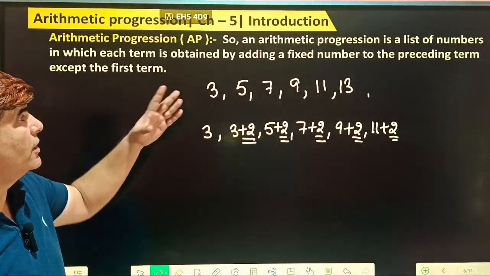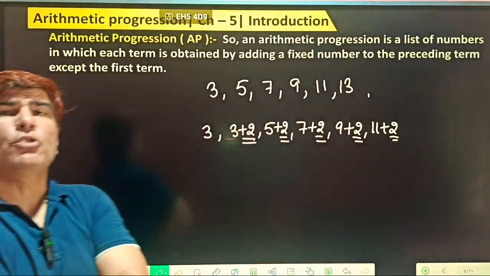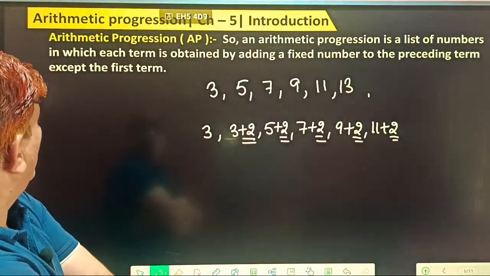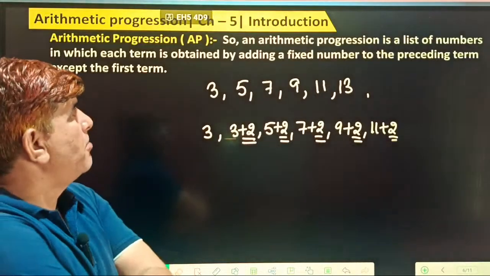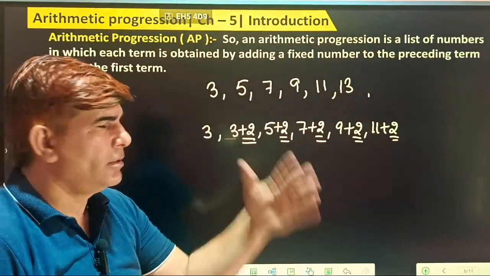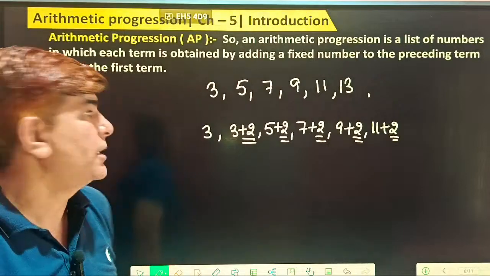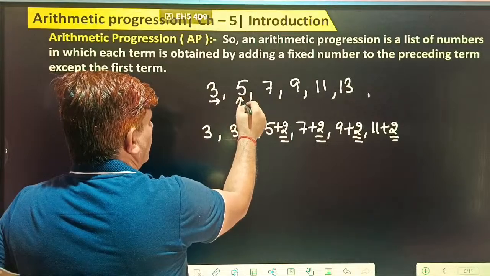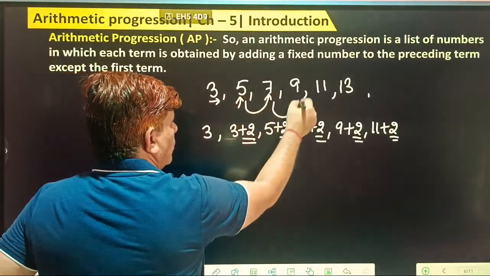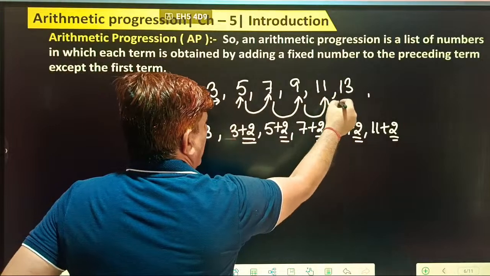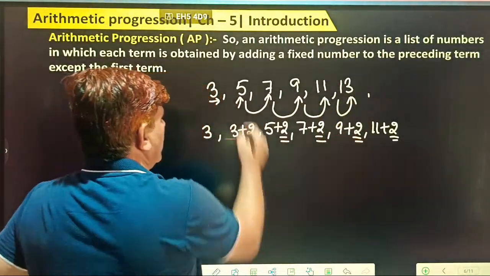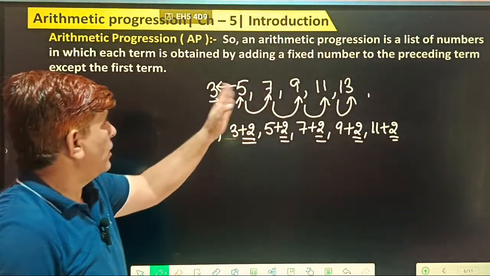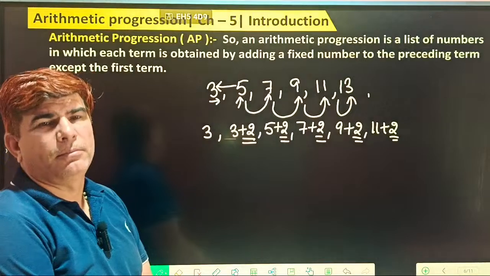So that's why this definition is this. An arithmetic progression is a list of numbers, or you can say a sequence, in which each term is obtained by adding a fixed number to the preceding term. Here, in 3 adding 2, what's coming? 5. 5 adding 2, what's coming? 7. Adding 2 to 7, 9 is coming; then 11, 13. Its preceding term is this, and 5 is the succeeding term of 3.